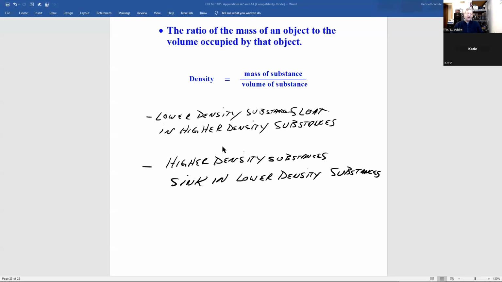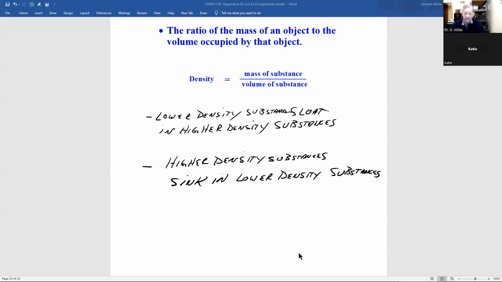I think the density of a human body is very close to 1.00, which is why you can float or sometimes you sink. And that's all I'm going to say about density. Remember, lower density substances float on higher density substances. And higher density substances sink in lower density substances.